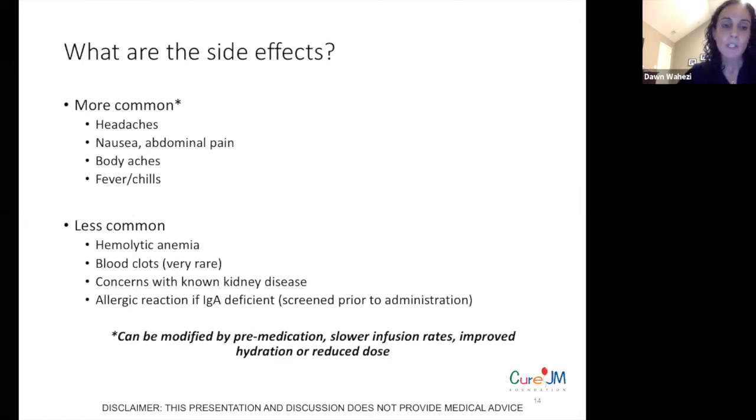The most common side effects for the IVIG are that sometimes patients can have headaches, sometimes a little bit of nausea and abdominal pain. Sometimes they can get body aches or fevers when the medication is being administered. Usually we modify that by giving pre-medications like Tylenol and Benadryl. Sometimes we have to run it slowly, so it's given over maybe 10 to 12 hours. We give lots of IV fluids and hydration with it. All those things can help mitigate some of these side effects. I've listed some less common side effects here, which are very rare, but just so that you're aware.